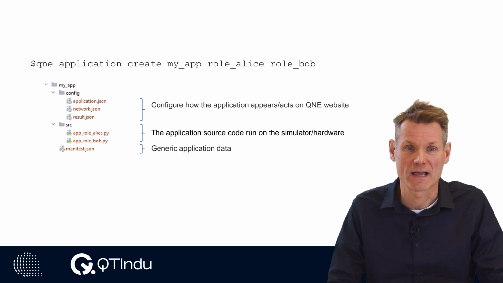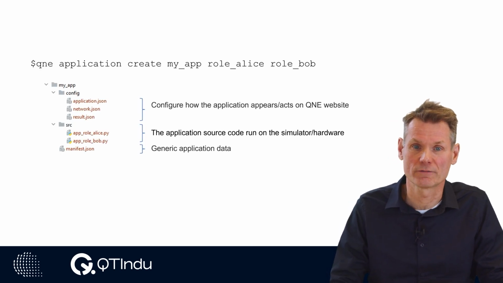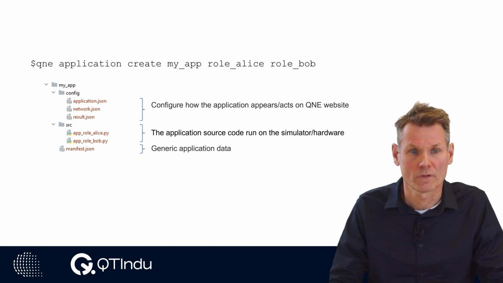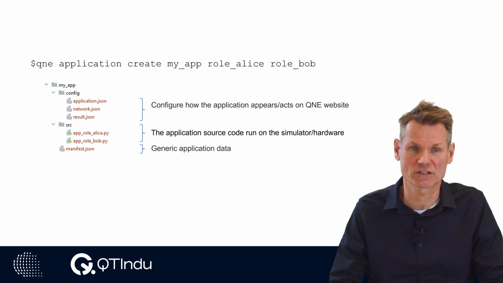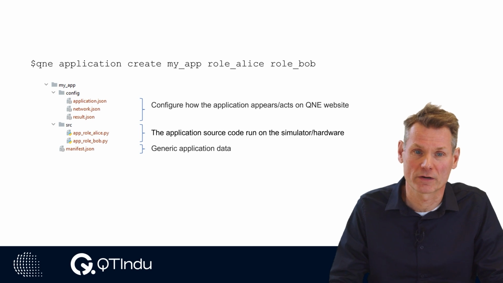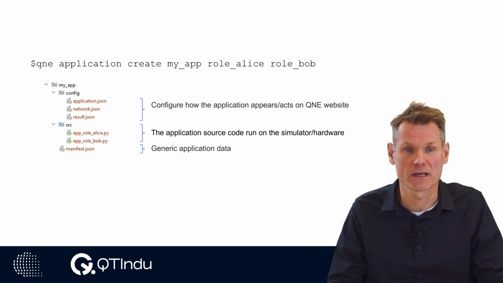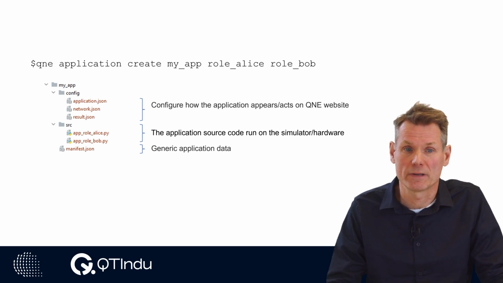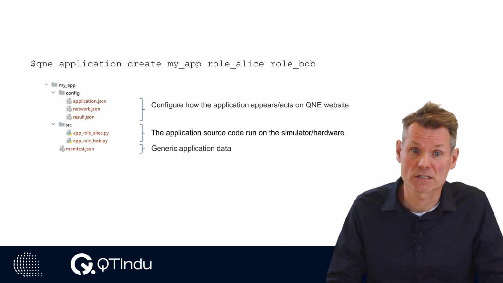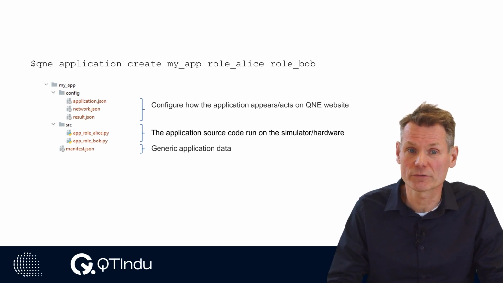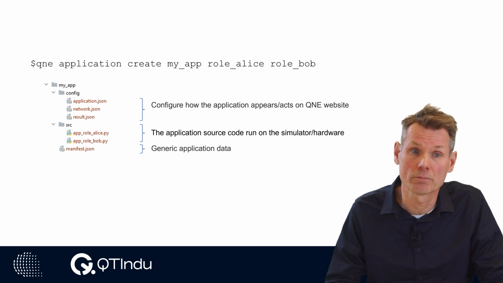After executing the application create commands, we get the following application file structure. The application file structure consists of a number of configuration files in the config directory that configure how the application appears and acts on the Q&E website. Application source code, in our case a Python file for each application role, in the source directory. These files implement the Quantum Network application we run.